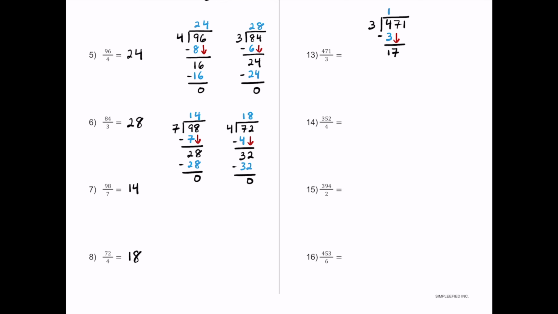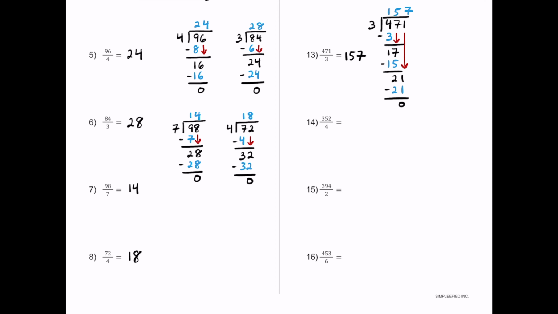3 into 17, I'm thinking that's going to be 5. 5 times 3 is 15. And we're going to see what we're left with, 2. And we're going to repeat this process one more time, bring down this 1, and now this is 21. 3 times 7 gets you exactly 21. And we're going to notice we have no remainder. That's going to be 0. So our quotient here is going to be 157.